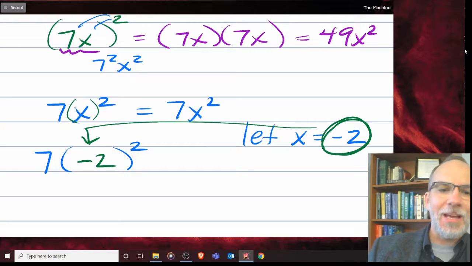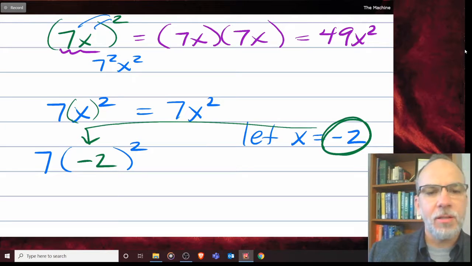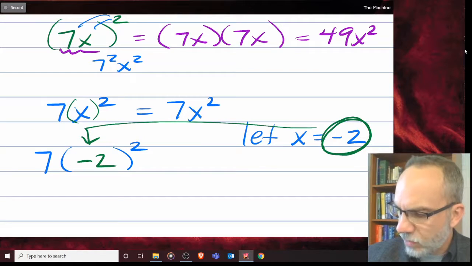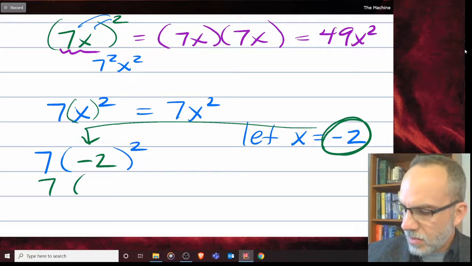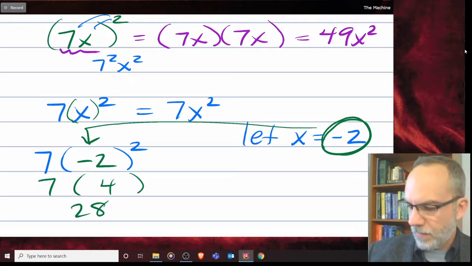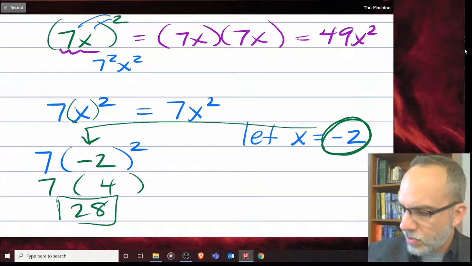Now, when I've written it like that, it should be very clear what the order of operations is and how I should solve this. I've got to do the exponent first, so it's going to be -2 times -2, 7 times +4, final answer 28. That's the right answer. I've seen students do this though.